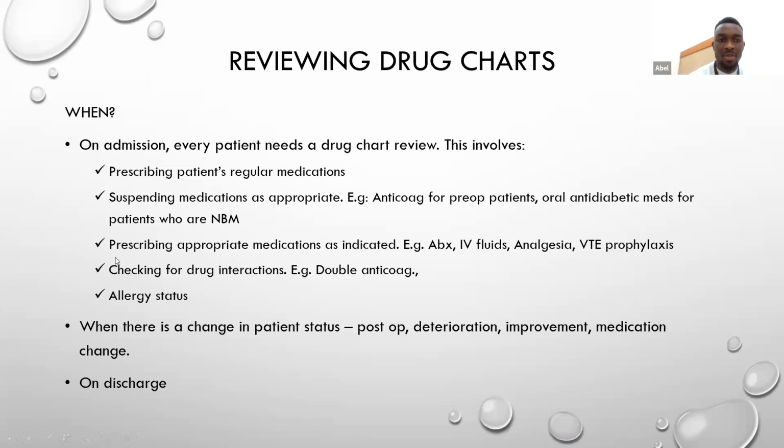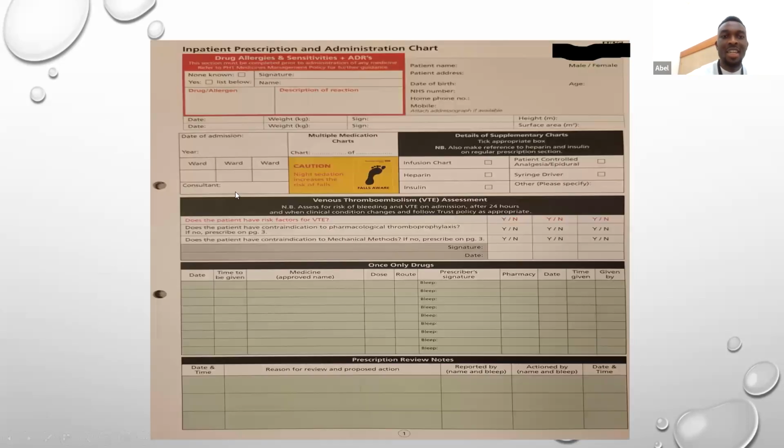Okay, so this is an example of a paper prescription. Sometimes the prescribing systems can malfunction, in which case we have to revert to paper prescriptions, okay? So this is an example of a paper drug chart that you can find for patients coming into hospital. So it has all of these details.